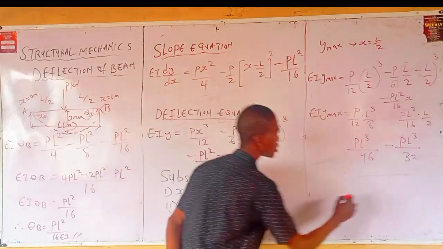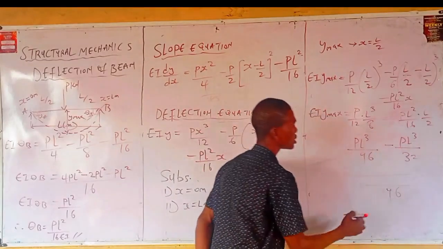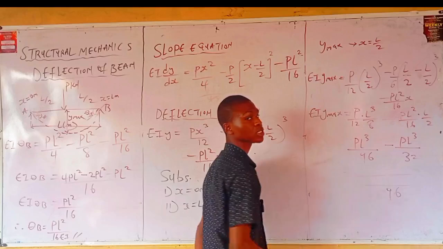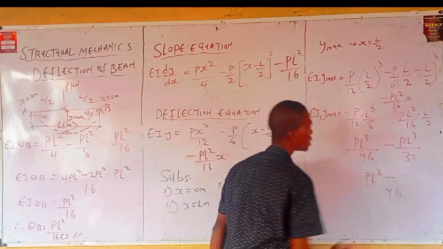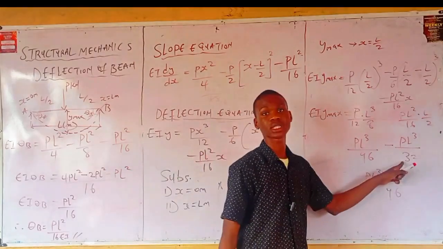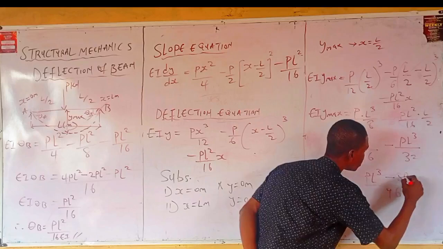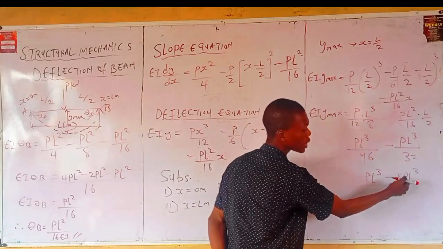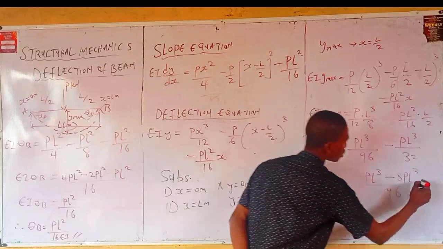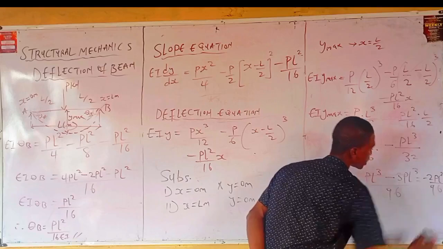Right? Let's take the LCM. The LCM here is what? 96. 96 go here how many times? 1. 1 times this, what do you have? PL cube. Negative, 96 go in 32, that's what? 3. 3 times this, what do you have? Negative 3PL cube, right? Then subtract this. Subtract negative 3PL cube from this. You have negative 2PL cube divided by 96.